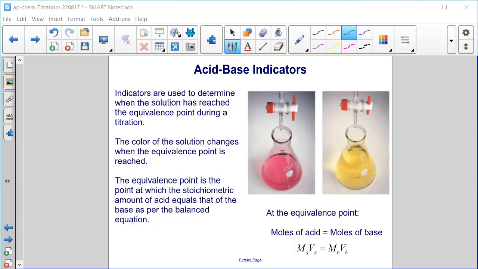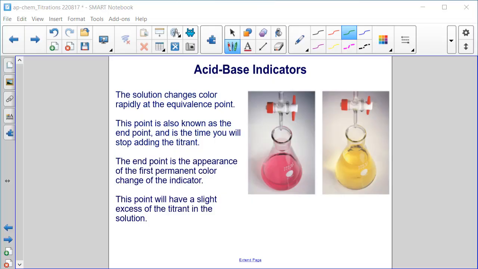The equivalence point is the point at which the stoichiometric amount of acid equals that of the base as per the balanced equation. What that means is that at the equivalence point, the moles of acid equal the moles of base. Mathematically, the concentration of the acid times the volume of the acid would give us moles. Remember that concentration is moles per liter. And if we multiply that by liters, we're left with moles. So this results in units of moles for the acid, which is equal to the moles of the base, or the concentration multiplied by the volume.